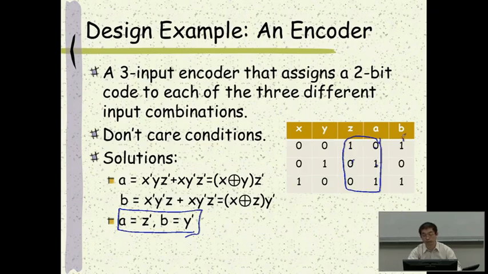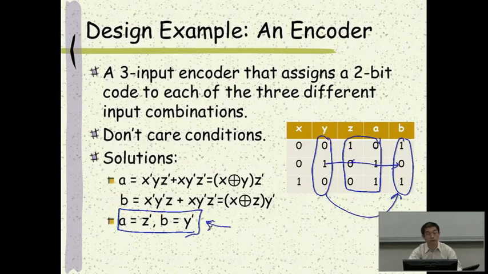And for b, it is the same. Whenever y is 0, b will be 1. Whenever y is 1, b will be 0. So this is a much better solution in some sense. And how do we come up with this solution?